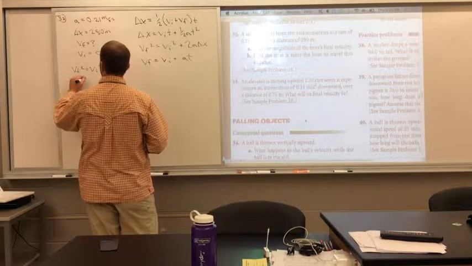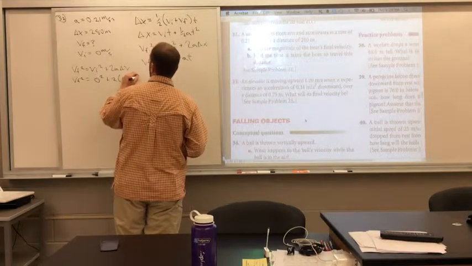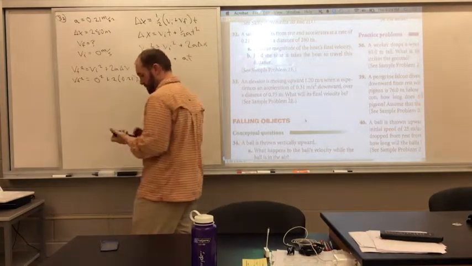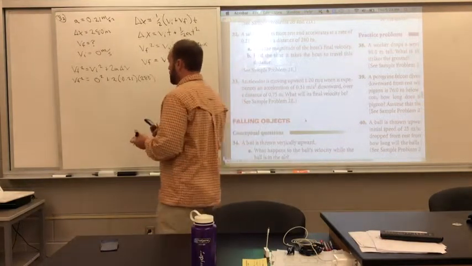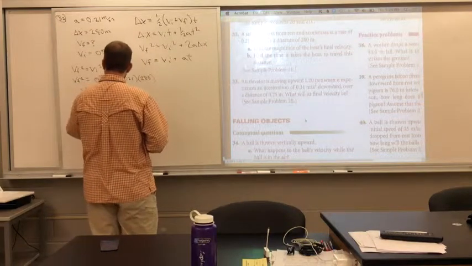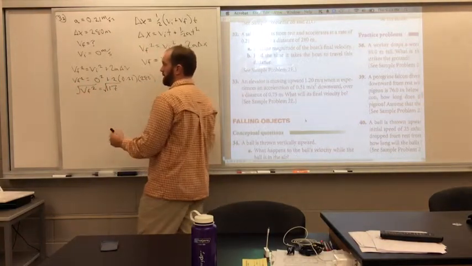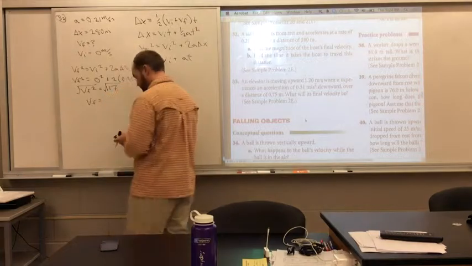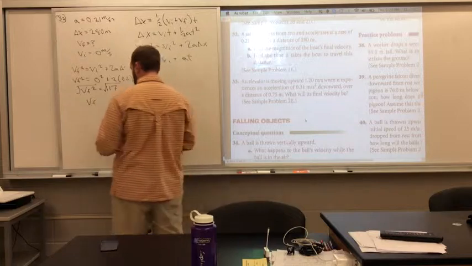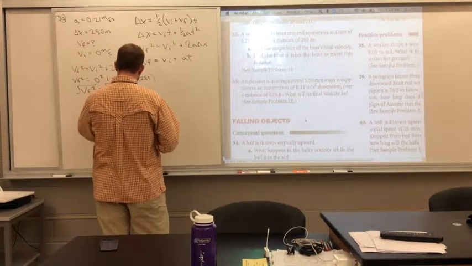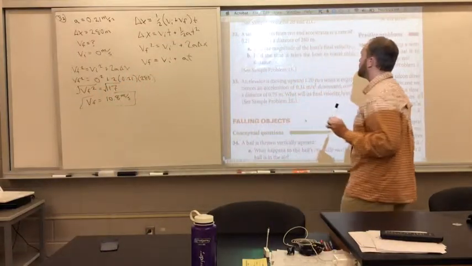I get Vf squared equals 0 squared plus 2 times 0.21 times 280. 2 times 0.21 times 280 is 117. Vf squared equals 117. To get just Vf, I've got to take the square root of each side. And I get my Vf equals 10.8 meters per second. So that's the magnitude of the boat's final velocity.